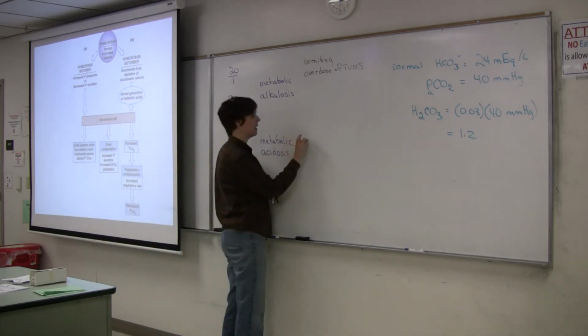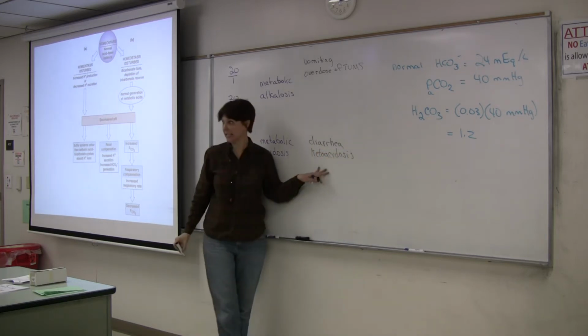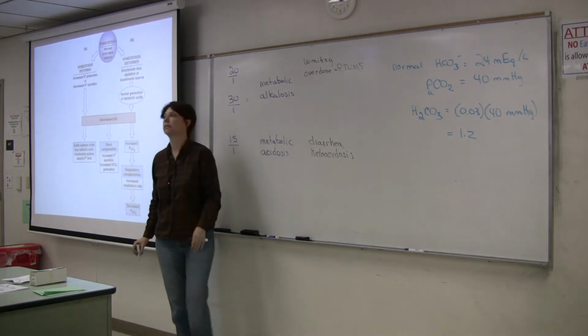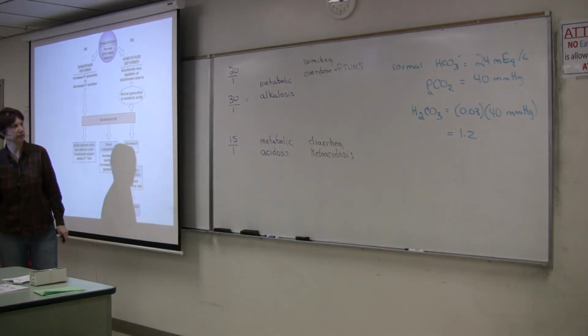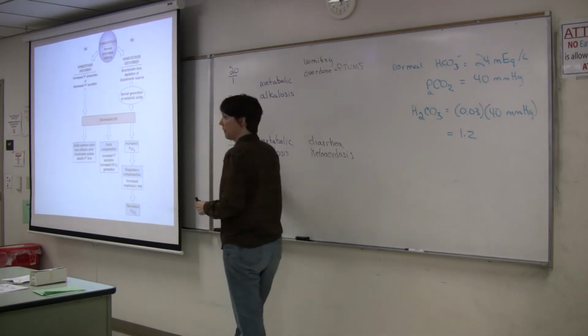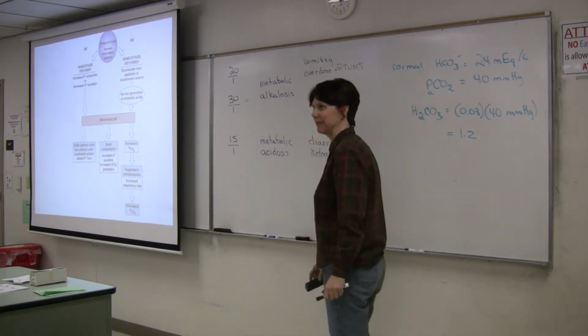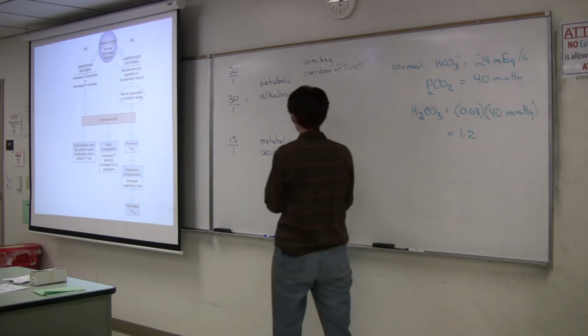Metabolic acidosis can be caused by diarrhea, ketoacidosis, someone who's a diabetic and is breaking down fatty acids and producing too many of those fatty acids for pH balance by the body. All right? So at this time, our carbon dioxide levels have stayed the same. Okay? Now let's change those levels.